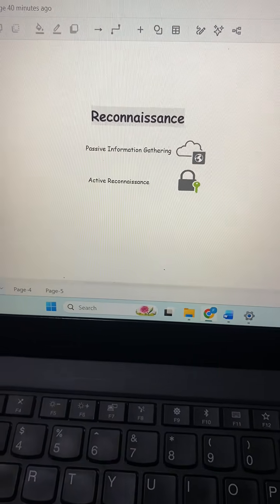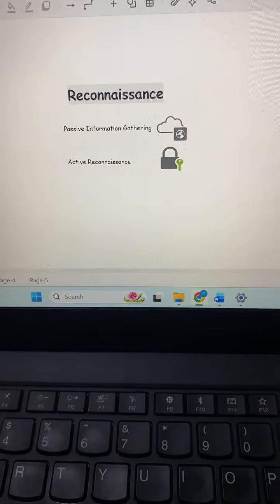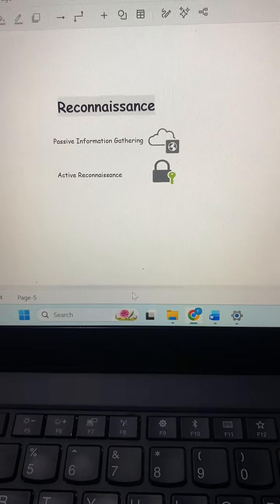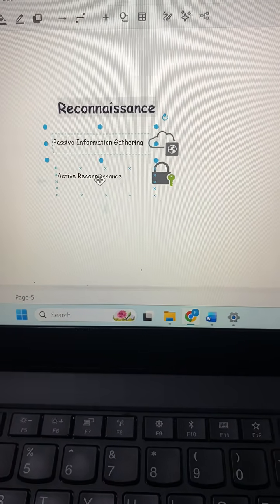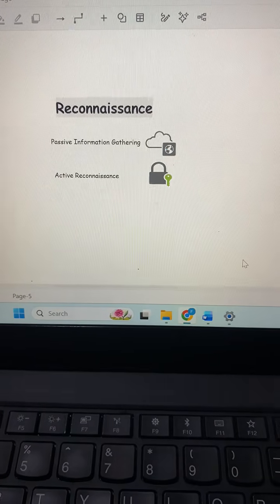After that comes reconnaissance. This is where we gather information about the target and try to understand its attack surface. I found this part interesting because it shows how important information gathering is before doing anything more technical.